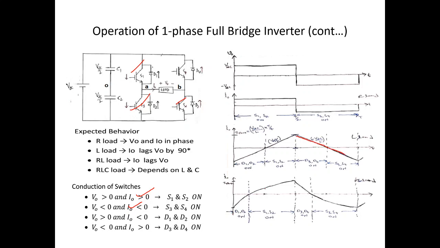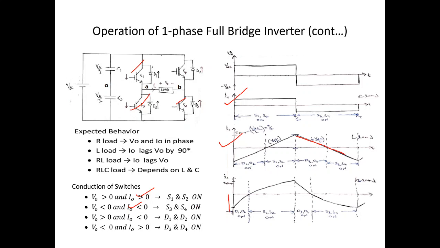And coming to RL load, the behavior is intermediate between the behavior for R load and L load. So it increases but not linearly. Current would increase and it lags voltage by some angle. However, the increase is not going to be linear for the positive half cycle, and the decrease also is not going to be linear for the negative half cycle.